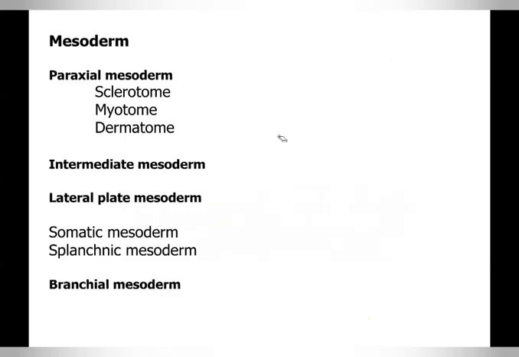So this is my classification of mesoderm. There's paraxial mesoderm, intermediate mesoderm, and lateral plate mesoderm. That one has either parietal or somatic mesoderm, and visceral or splanchnic mesoderm. Now these somatic and splanchnic things are very often found.